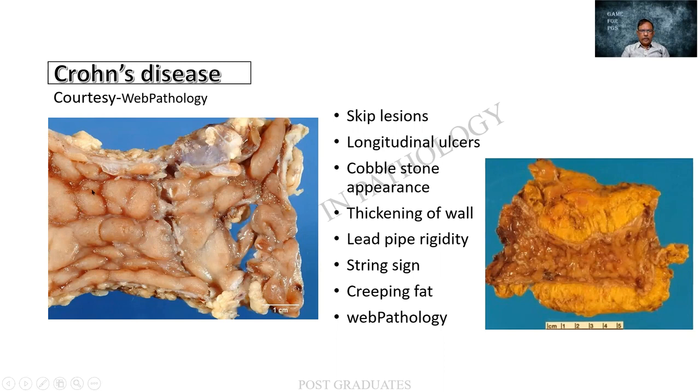A cobblestone appearance. So look at this one. The mucosa is appearing like pebbles. A classical cobblestone appearance can be made out. Thickening of the wall is seen in this as well as in the previous picture. Lead pipe rigidity, string sign, creeping fat, etc.